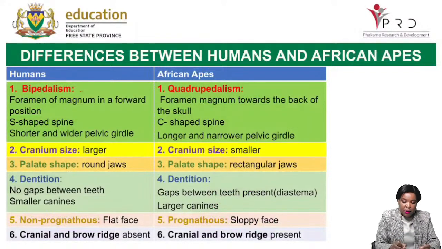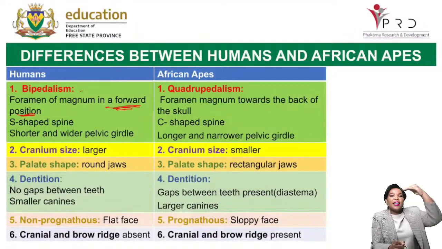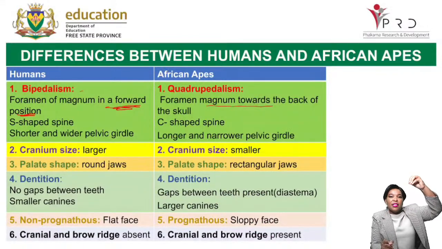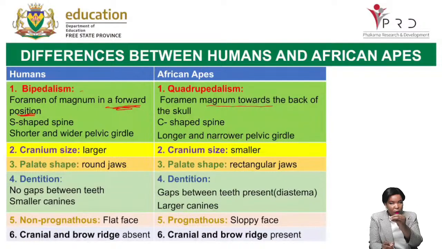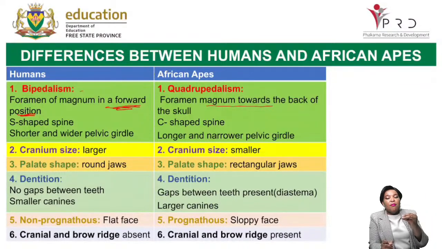Bipedalism is brought about by the position of the foramen magnum in the humans being in a more forward position. So you don't say it's underneath the skull. You say it is in a more forward position because when you look at the evolution of where it comes, it came from the back of the skull, now moving in a more forward position. So from the apes, it was here at the back of the skull, and then when the organism kept on evolving, the foramen magnum was therefore found in a more forward position.